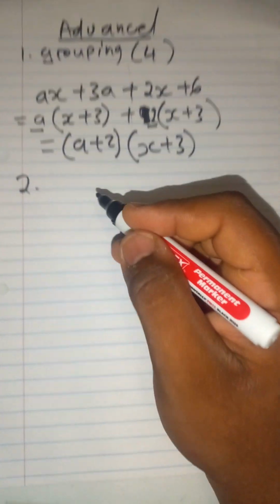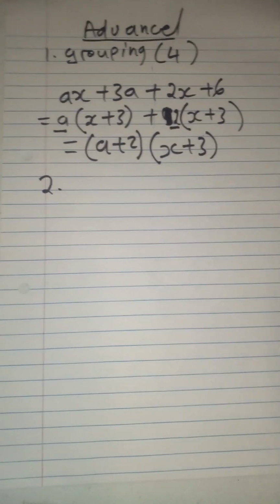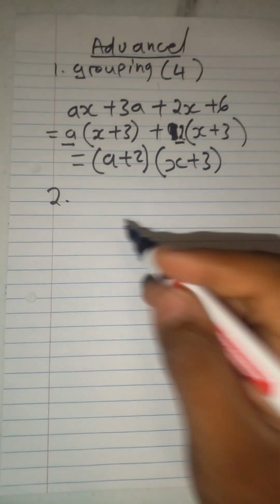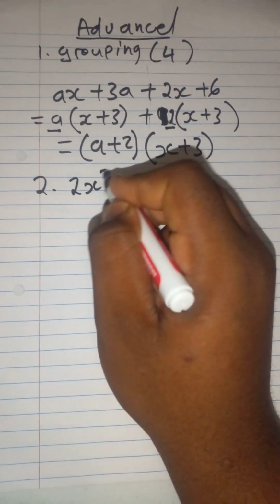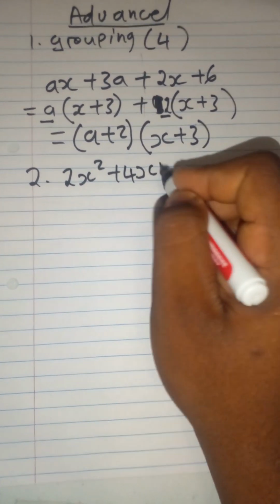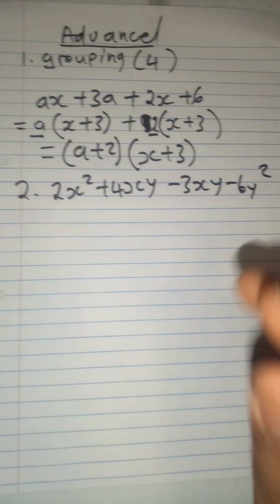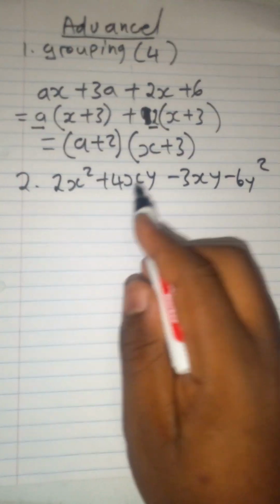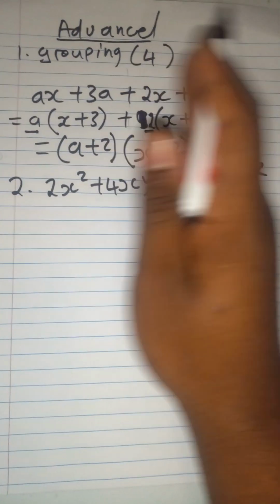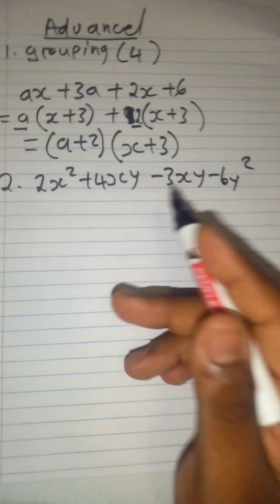The second one now is just a bit advanced, but you will be fine. 2x squared plus 4xy minus 3xy minus 6y squared. Remember, how many terms do I have? 1, 2, 3, 4. 4 terms. Then you separate this one to that side, this one to this side.